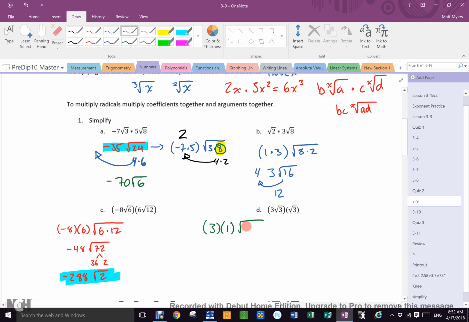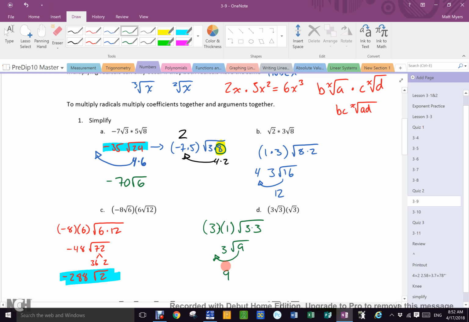What's under the, what's the radicand? 3 times 3, right? Which becomes 3 root 9. 9's got a root, so what comes out? 3. So this answer is indeed 9.